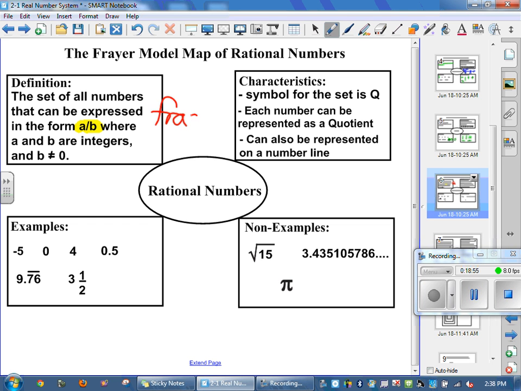Now, whenever they give you a fraction form, they have to tell you what the bottom can't be, because you can never divide by 0. If you try to divide by 0 on your calculator, it's going to say error. Okay? It's a syntax error. It won't let you do it. All right. Rational numbers are the ones we're talking about.